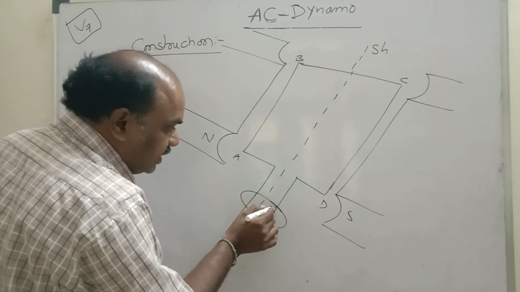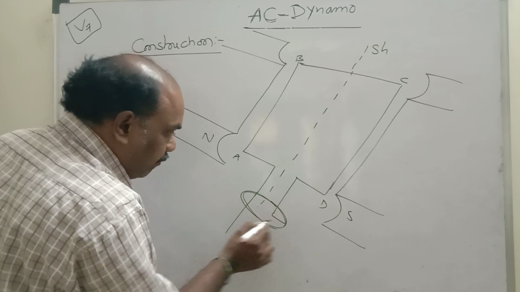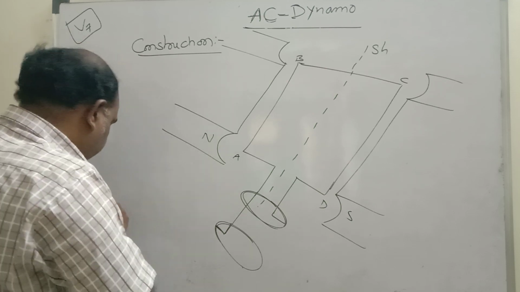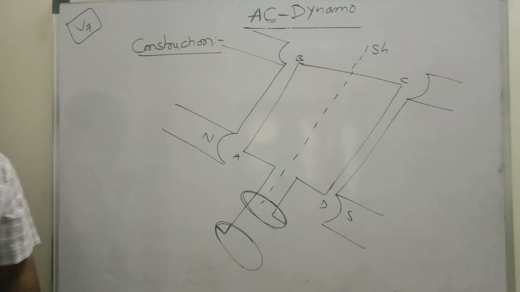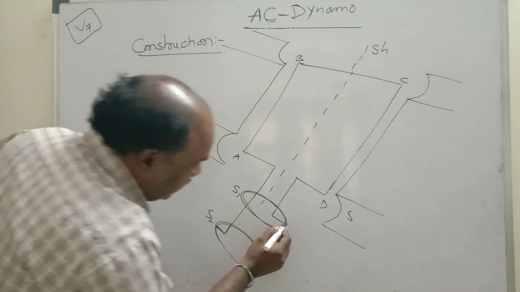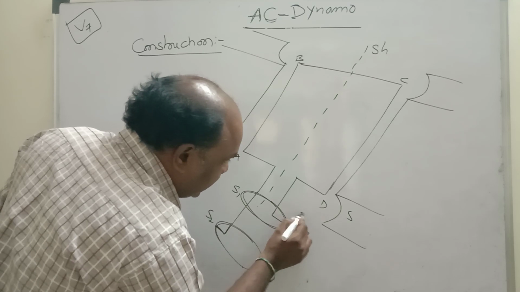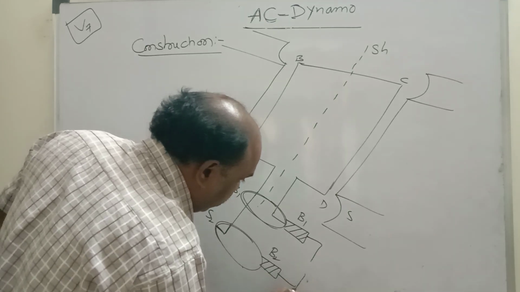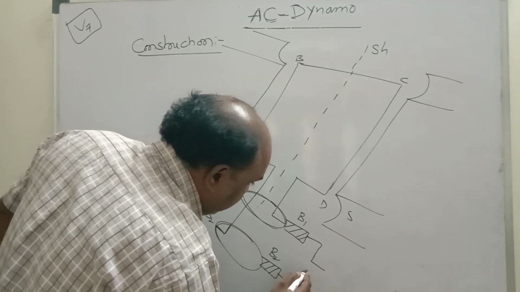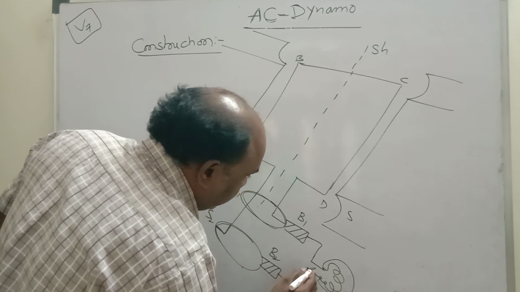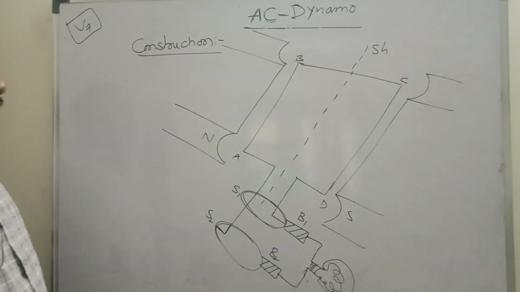The two ends of the armature, observe carefully children, are called slip rings. This is the first slip ring, this is the second slip ring. This is a very important construction. Is it visible in the video? Okay, no problem. This is slip ring 1, this is slip ring 2. These two slip rings are connected to two carbon brushes, B1 and B2. These two carbon brushes are connected to a load resistor. Load resistor is nothing but a bulb. This is the construction.